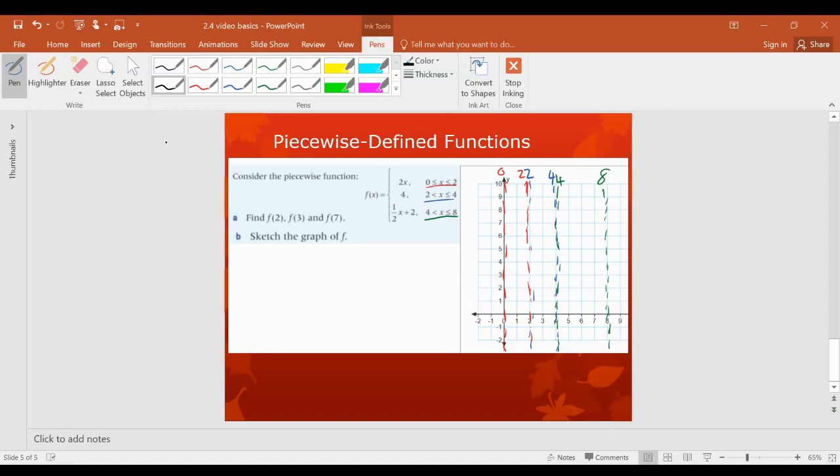All right, for this video, we're going to take a look at piecewise defined functions. We're going to think about two parts here. One, just how do we understand and evaluate a function as a piecewise function? What does that even mean? And then in the second part, we'll take a look at the graph.